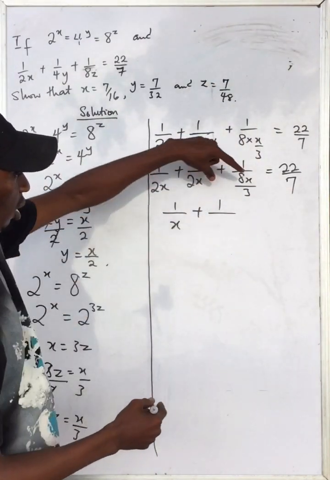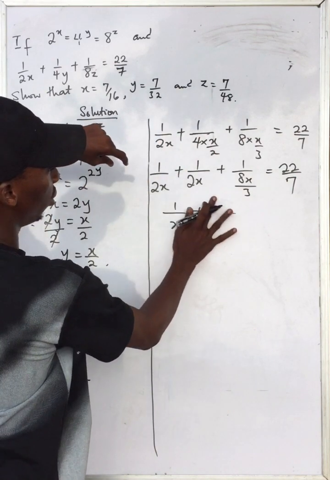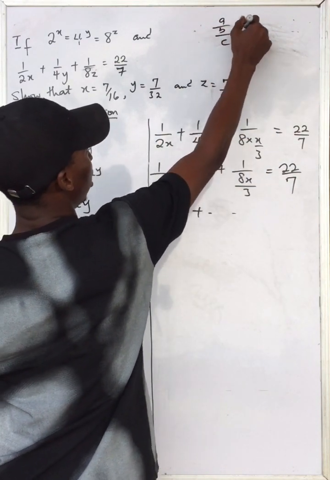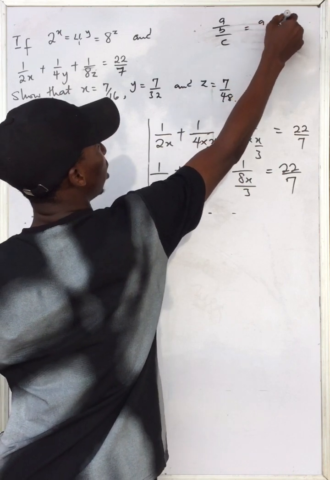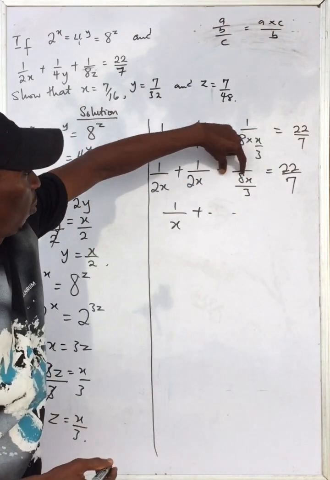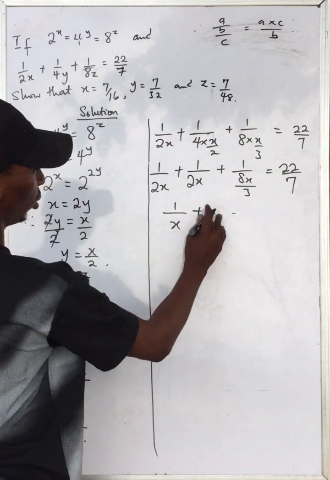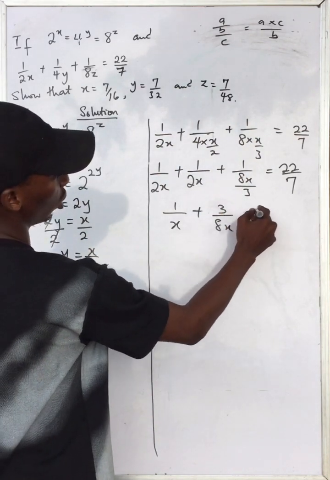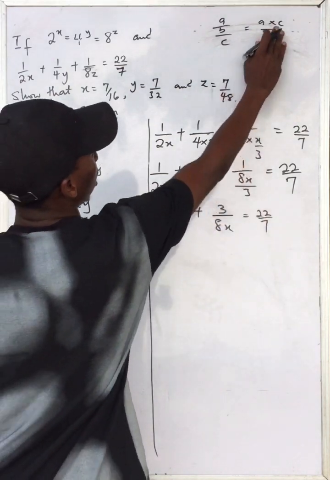1 over, now this thing here, the whole of this. Remember there is a saying that a over b over c is equal to what? a times c over b. Yes, if you apply the concept here, what would you get? You get 1 times 3, 3 over 8x, is equal to 22 over 7.